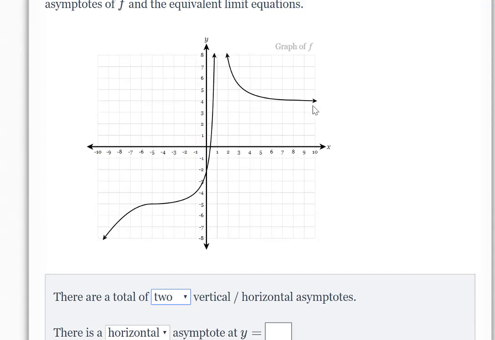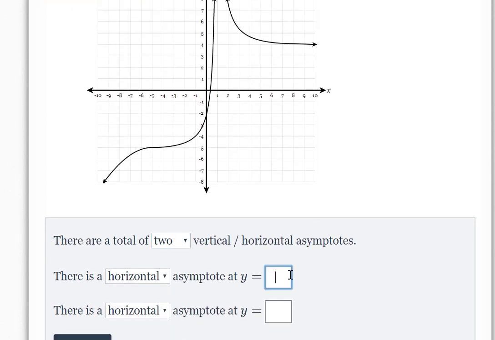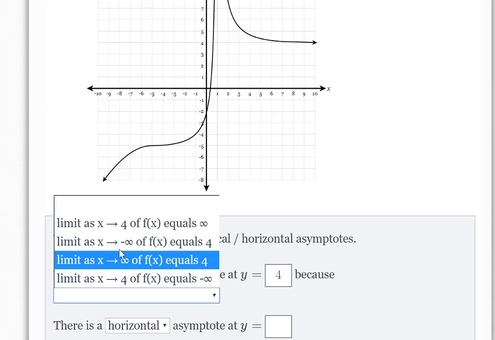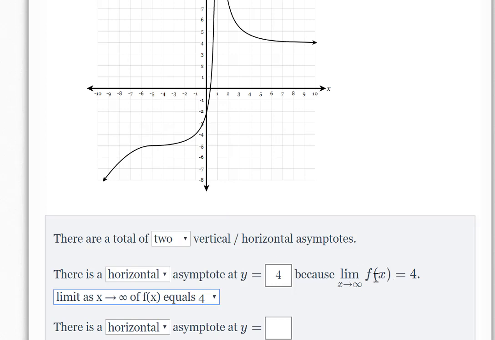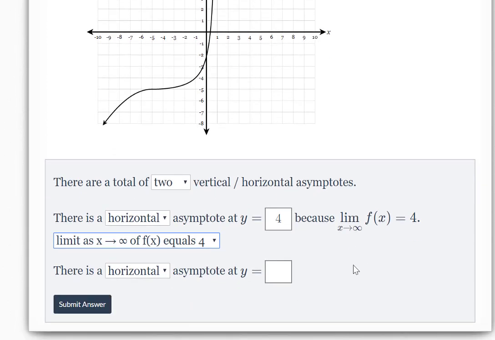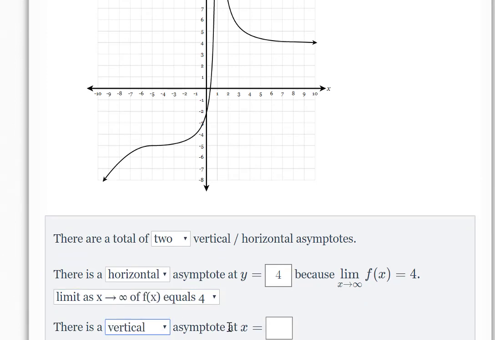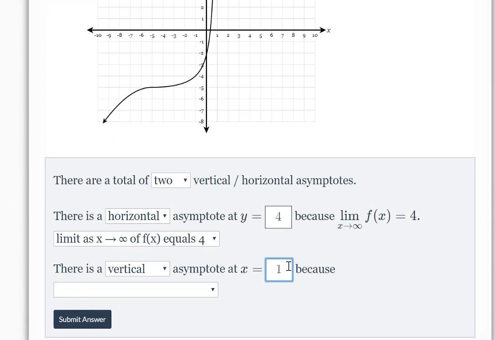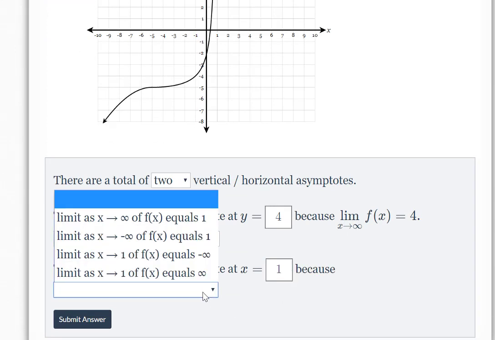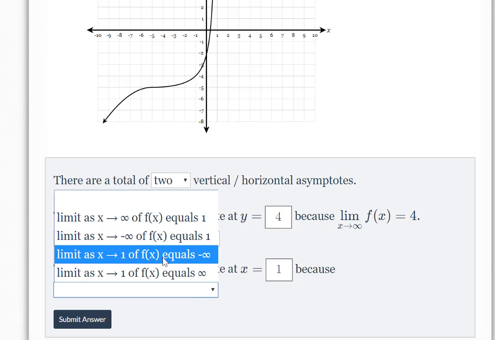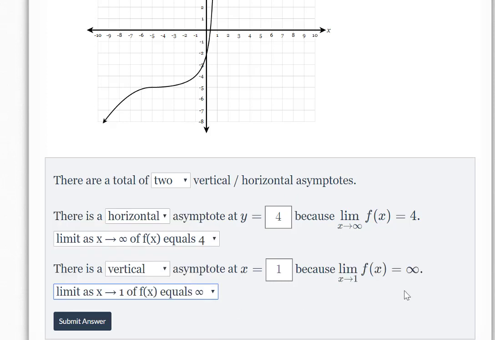We can start with our horizontal one. It is at y equals 4. Because, and here we are going out in the positive direction, we get a limit as x goes to positive infinity of f of x that is equal to 4. Our other asymptote here is vertical, so let's switch that, which switches it from y equals to x equals. So this one is at x equals 1 because the limit as x goes to 1, it is going to positive infinity.